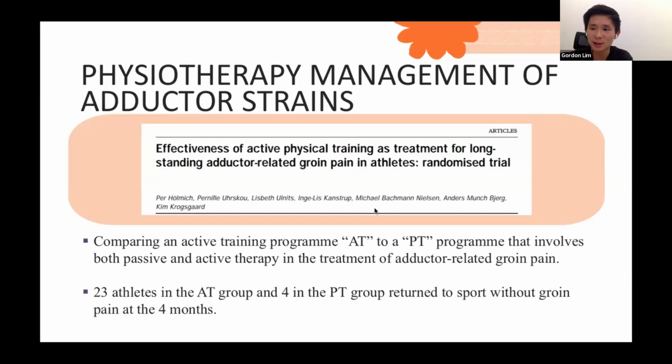there is evidence that exercise therapy can help with the treatment of adductor-related pain in athletes. So Holmich et al. found that a concentrated strengthening approach that targets the coordination and strength of the muscles stabilizing the pelvis and the hip joints, in particular the adductor muscles, can bring better results at reducing pain and returning to sporting activity at the end of 4 months. This is in comparison to another program that just involved laser treatment, massage, stretching exercises, as well as electrical nerve stimulation. At the end of 4 months, it was found that, in the active training group, 23 athletes actually went back to the sport without groin pain.